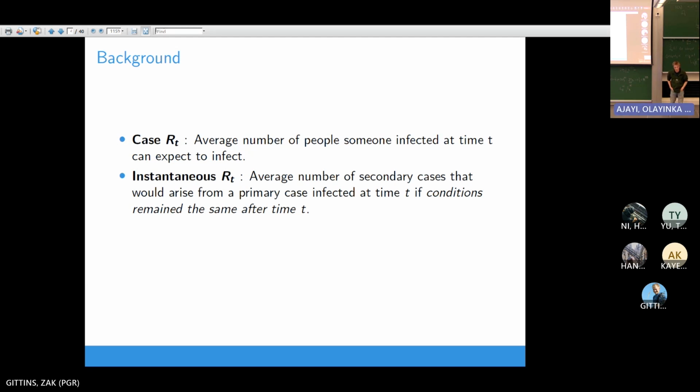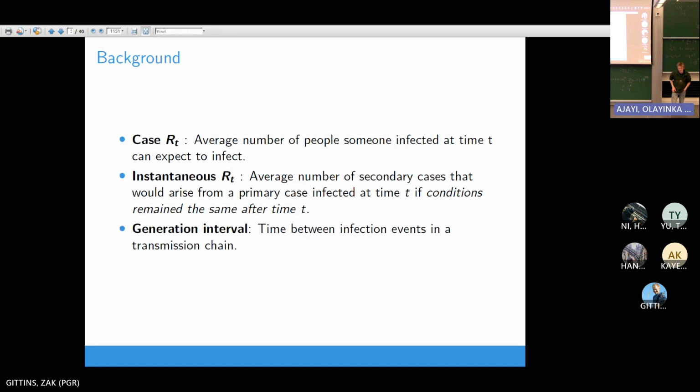The instantaneous reproduction number is, I think, a little bit harder to understand. It's the average number of secondary cases that would arise from a primary case infected at time t if conditions remain the same after time t. And the reason you have that "if" there is because you're not able to see infections in the future, and so the way you're estimating the reproduction number is to look at all the infectious potential today, look at how many infections there were, and then from that estimate the reproduction number.